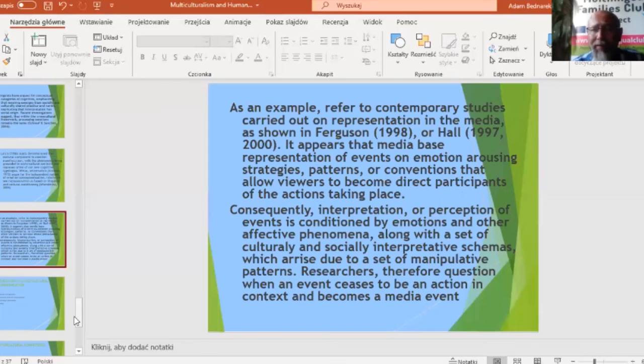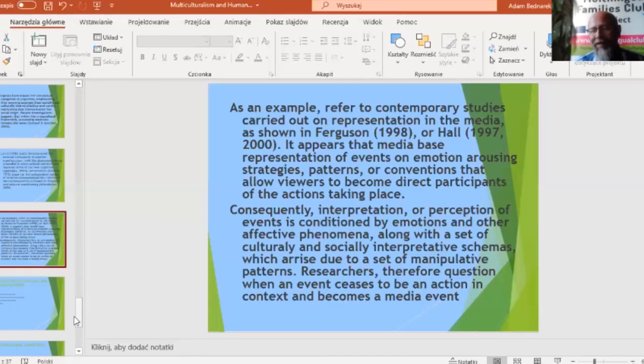It appears that media-based representation of events relies on emotion-arousing strategies, patterns, and conventions that allow viewers to become direct participants of the actions taking place. So in other words, emotion becomes a manipulation strategy. So interpretation or perception of events is conditioned by emotions and other affective phenomena, along with a set of culturally and socially interpreted schemas, which arise due to a set of manipulative patterns.